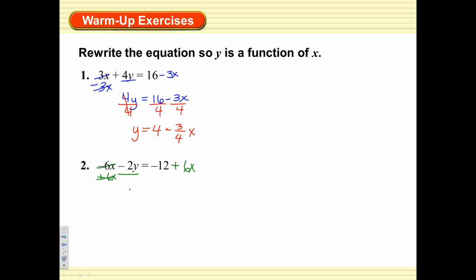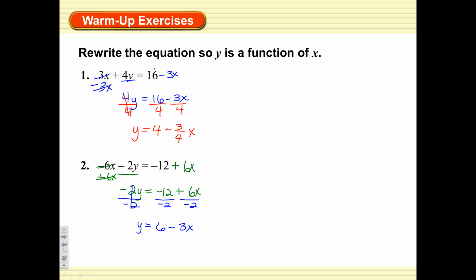These add to 0, and I'm left with negative 2y on this side, and over here a negative 12 plus 6x. Again, I could change the order if I wanted to. It's totally up to you. Now I need to divide both sides by a negative 2. So I'm going to divide everything by a negative 2. Okay, leaving with just the y. And negative 12 divided by negative 2 is positive 6. And positive 6x divided by negative 2 is negative 3x. So there are my two answers.